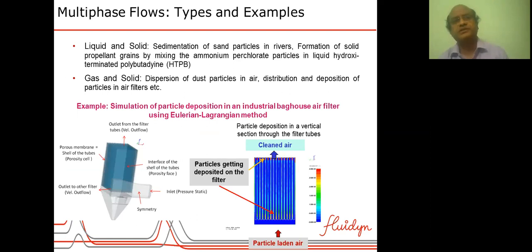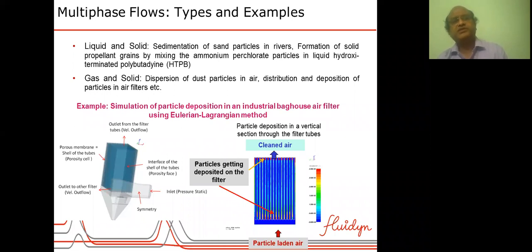Or in solid propellant manufacturing, the propellant grain is made by mixing ammonium perchlorate particles, which are solid, in a liquid called hydroxy terminated polybutadiene, which is a highly thick liquid. It's a non-Newtonian slurry. So it is a flow involving liquid and solid.